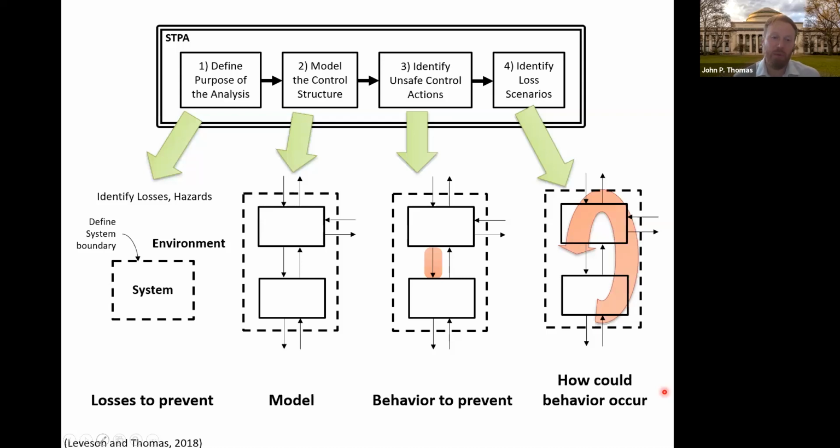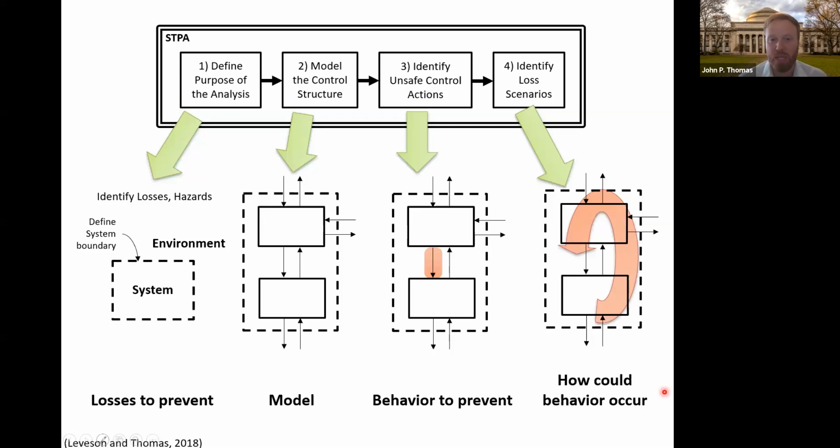Now that we've identified what could go wrong, we've got to figure out why that might occur. Why in the world, with these controllers that I spent so much effort designing, or I'm going to spend so much effort, why would they do these incredibly unsafe things? What in the world might they believe? So we're on step 4, constructing scenarios.